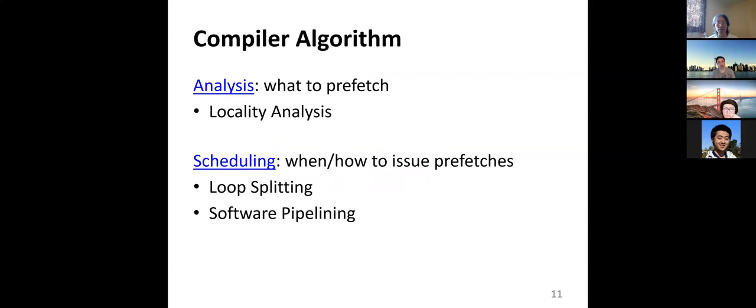So the important thing is to minimize the necessary prefetching. Okay, so let's look step by step at how we handle analysis and scheduling. Analysis tells us what to prefetch, and that's based on locality analysis, which goes on the next slides. Then we're going to talk about scheduling, which tells us how to issue prefetches, how to inject them in the code. That's based on loop splitting and software pipelining. You don't need to know the optimizations; I'll show you later. Any questions so far?